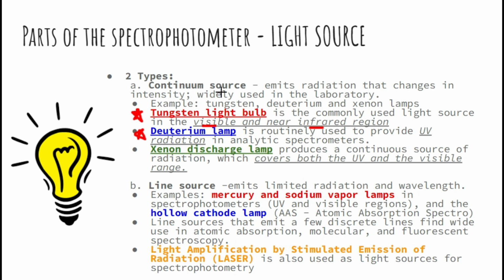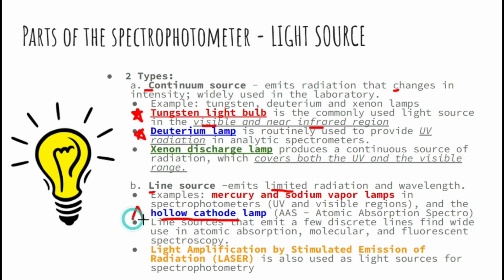So yan po ha, continuum po, changes in intensity. Another type po will be the line source. Line source emits limited radiation and wavelength. Limited only. Letter L, limited. Yung isa, letter C, continuum. Letter C, changes in intensity. And then a good example of our line source will be the mercury and sodium vapor lamps. And then aside from that, by the way, mercury and sodium vapor can be used in the UV and visible region. We also have your hollow cathode lamp.